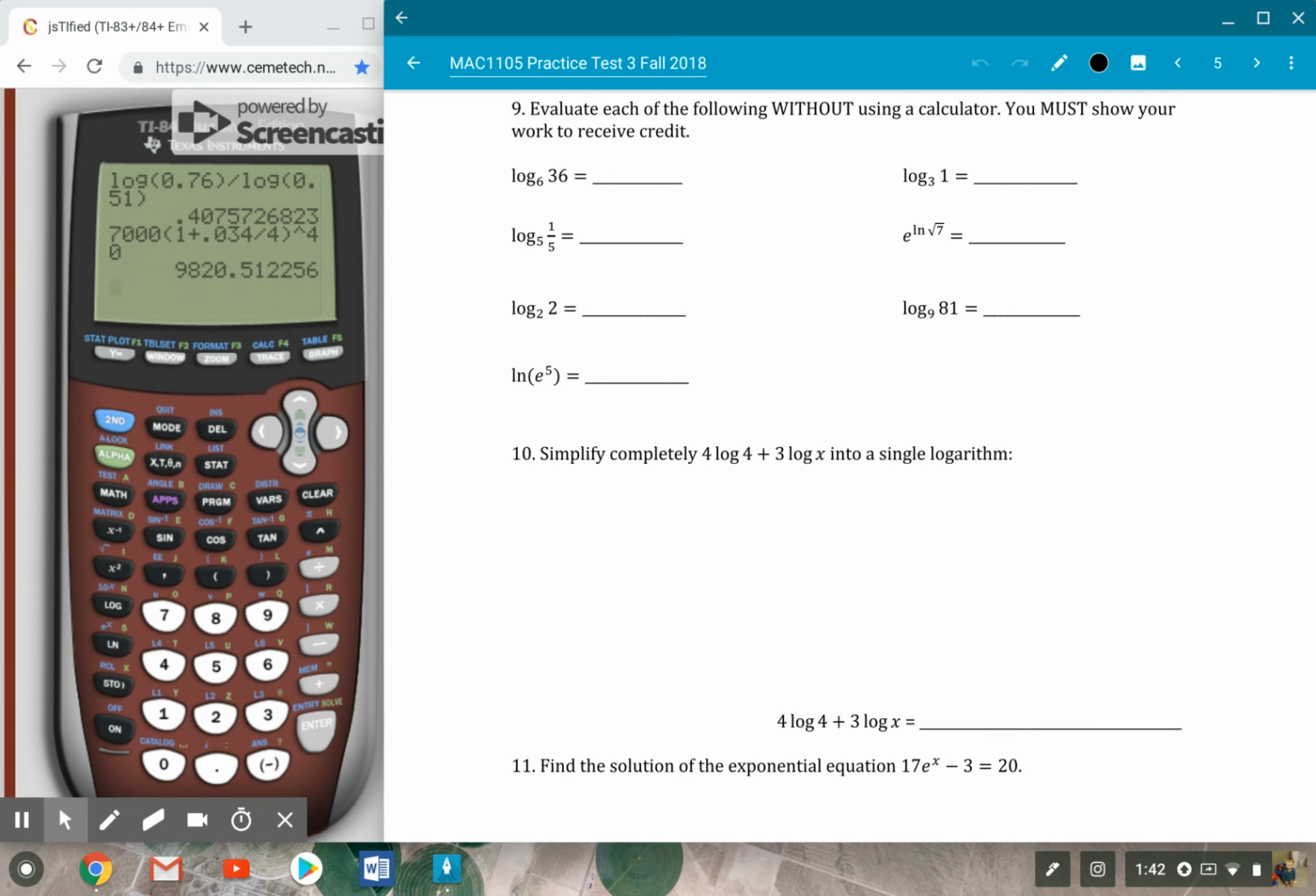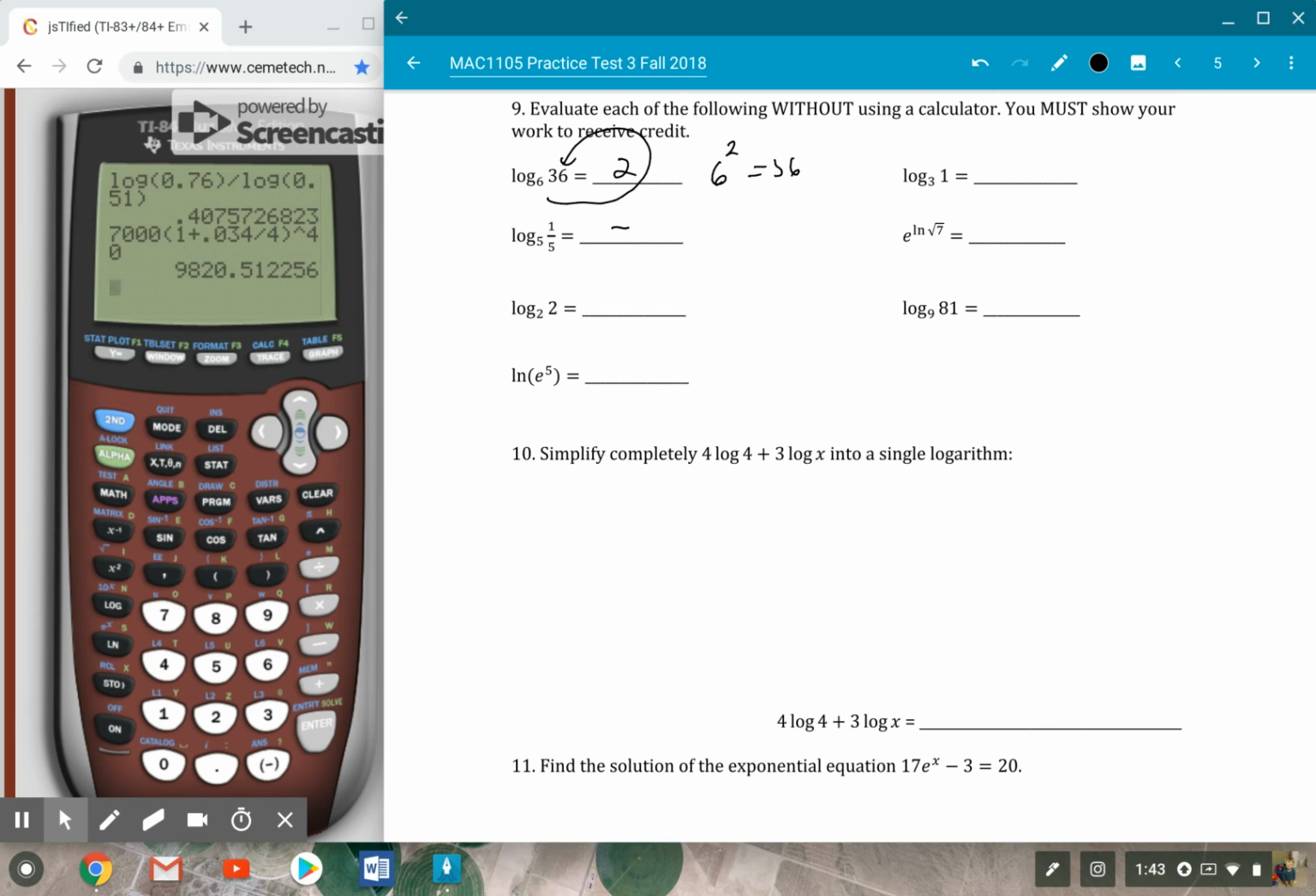Moving on to page 5 of our practice test here. Evaluate each of the following without using a calculator. Must show your work to receive credit. So there's not a lot of work to show here. I mean, you can just zoom through these pretty quickly. On the test, feel free to use your calculator to check these using change of base. But log base 6 of 36 is equal to 2. This is the same thing as 6 squared is equal to 36, using that log loop around.